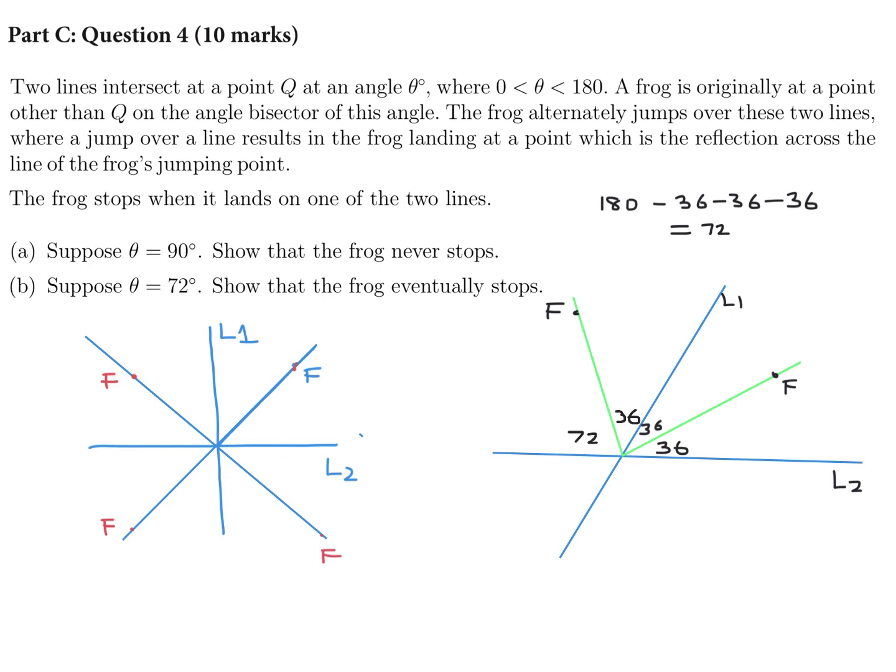So we've got to go 72 degrees in that direction in order to end up somewhere here, right? The reflection would be approximately here. Well, guess what? If the reflection lands exactly on L1, which it does, the frog then eventually stops, because the frog stops when it lands on one of those two lines, L1 or L2. So there you go. That shows what they wanted us to show in part B.